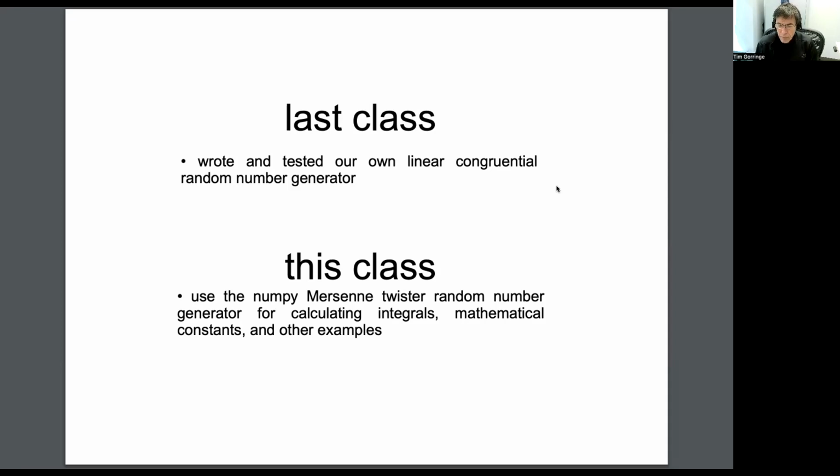The NumPy Mersenne twister is a more sophisticated random number generator. It's not based on simply multiplication, division, and addition. Rather, it's based on things like shifting bits, ands and ors. And it has features that are much improved over our random number generator. It passes a lot more tests of randomness, although it too is not perfectly random. So we're going to explore this generator, and we're going to use this generator.